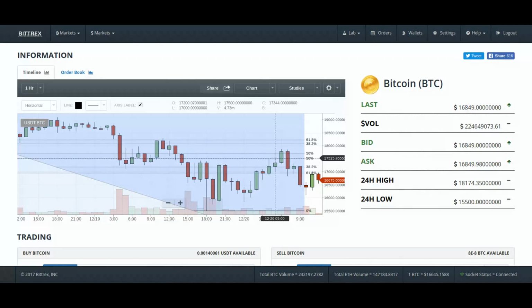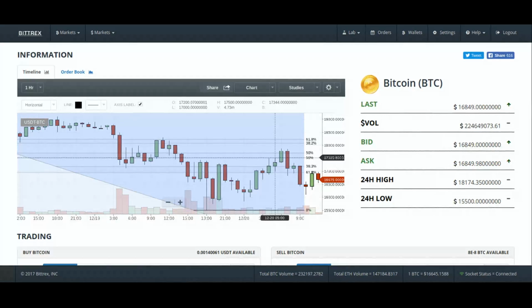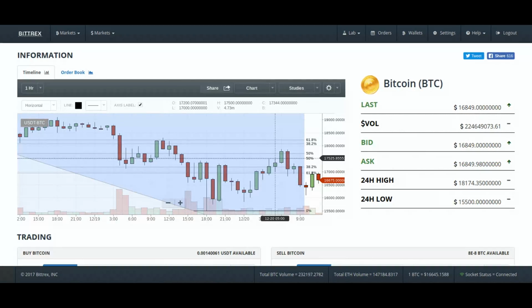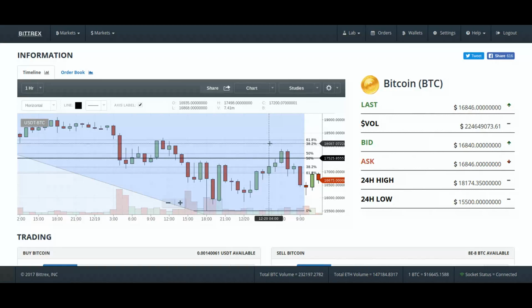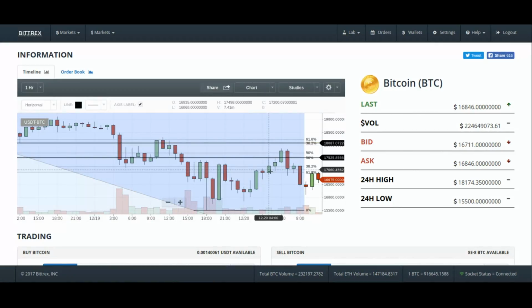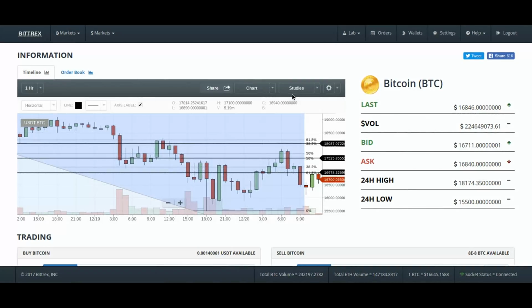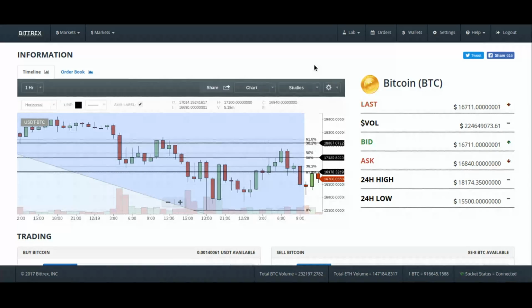Yeah, that's correct. So put that there. Put this here. And put this 61 right here. Okay, so that's 38, that's 50, and that's 61, and that is on the retracement side. That's retracing.